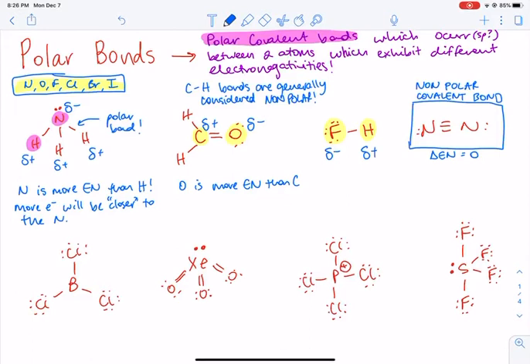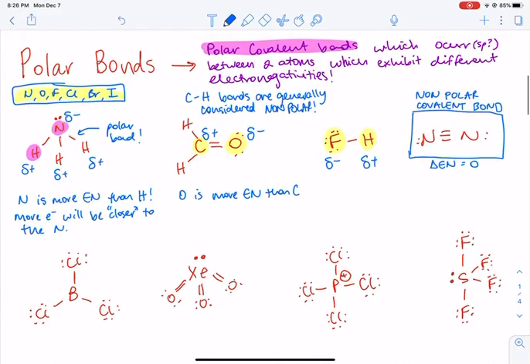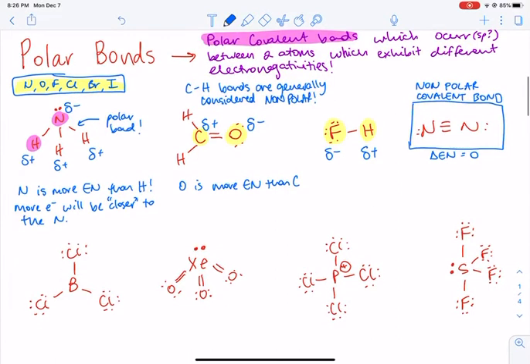Remember that nitrogen bond, when you have a homodiatomic molecule like this, it is nonpolar because there is no difference in electronegativity. When we look at boron trichloride, again, you have an atom, boron, bound to one of these elements up here in this box, right, the chlorines.